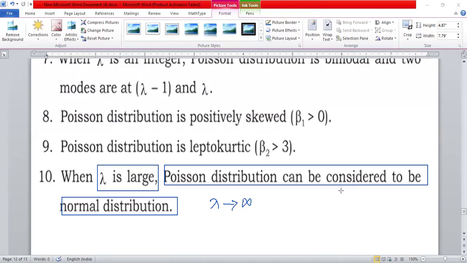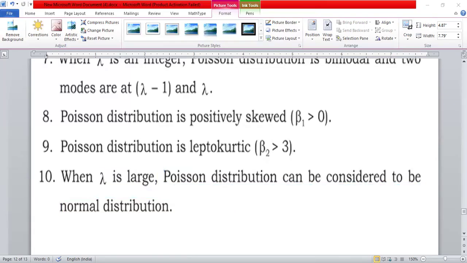How many conditions are there? Could you remember? Binomial distribution tends to Poisson. Binomial distribution tends to normal. And here Poisson distribution tends to normal. Please remember these 3 points. I repeat, binomial distribution tends to Poisson, binomial distribution tends to normal, and the third condition, Poisson distribution tends to normal when lambda tends to infinity.